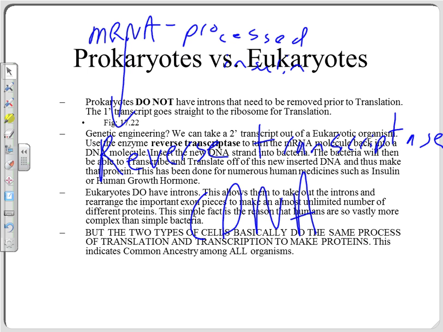Why is it usually E. coli? Because E. coli is the most common bacteria in your body. It's usually not harmful, although there is a strain of E. coli that can make you sick. Most E. coli is not, and we know a lot about it. So that's why we do it.